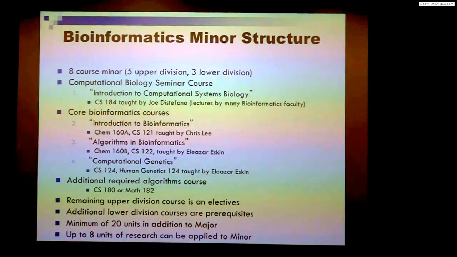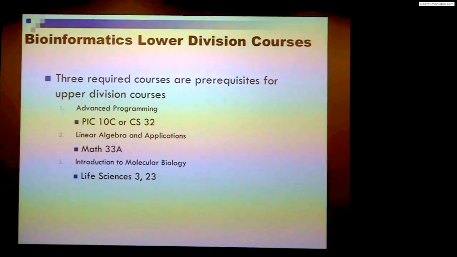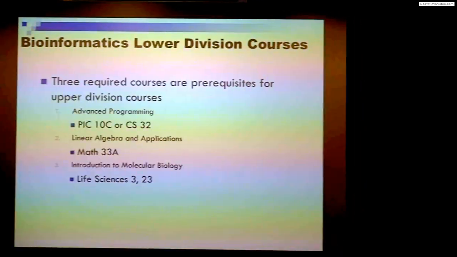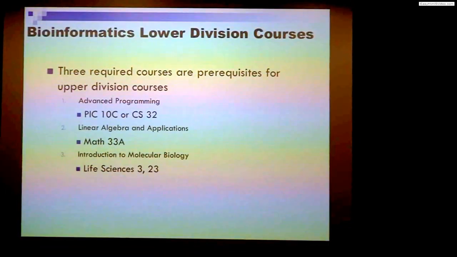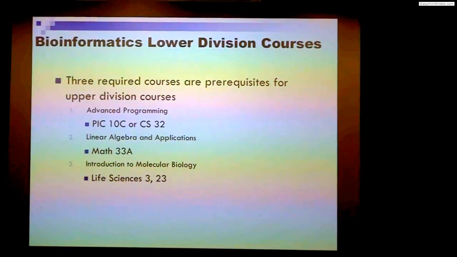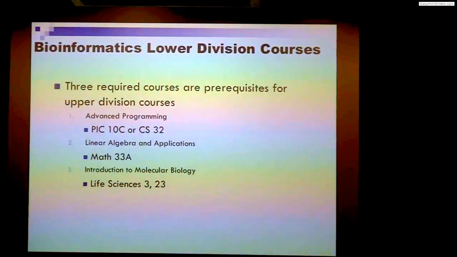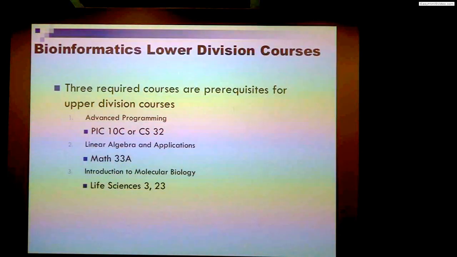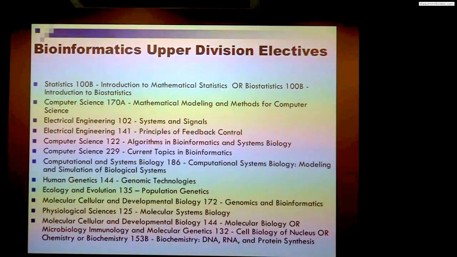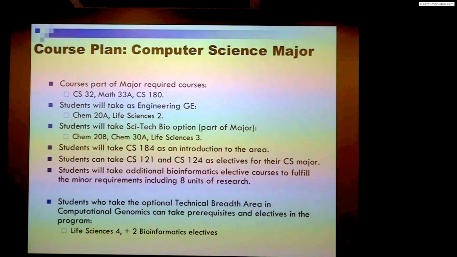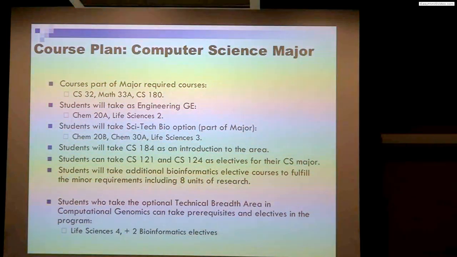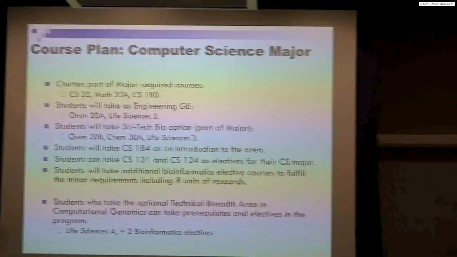So some details. This is what you have to take for the lower divisions. All of you are here, you probably took it, right? This is kind of a difficult one to take if you're a CS major, but if you look at some of the earlier slides, that's how you can fit it in there. And these are the electives. And then this is that 184 class. And this is a course plan. I just put it solid. Also, it's here. Okay, so any questions on any administrative aspect of the course before we get into content?